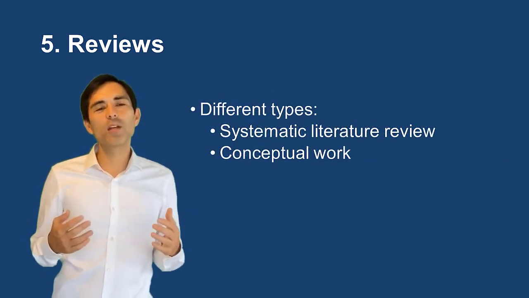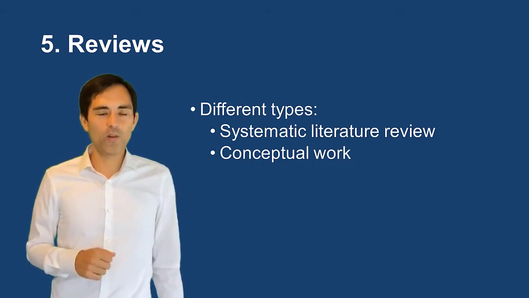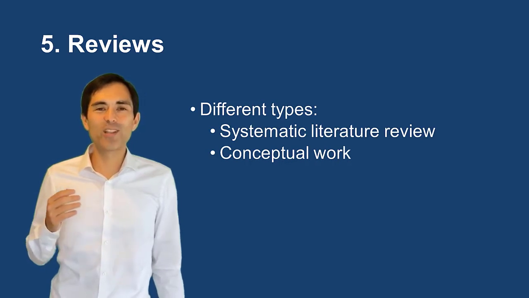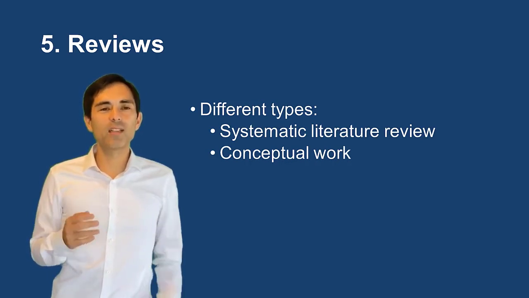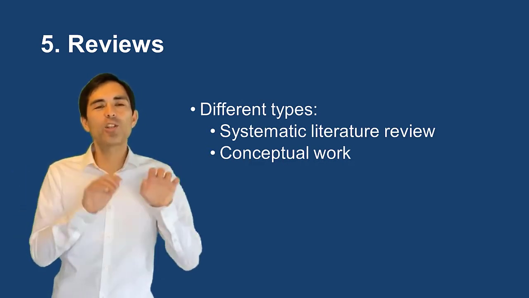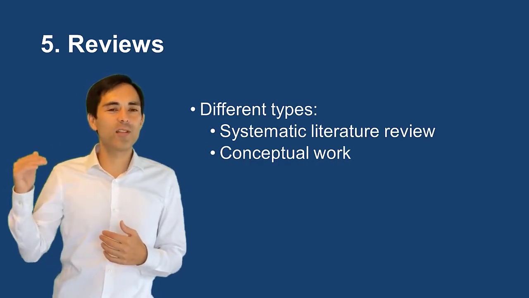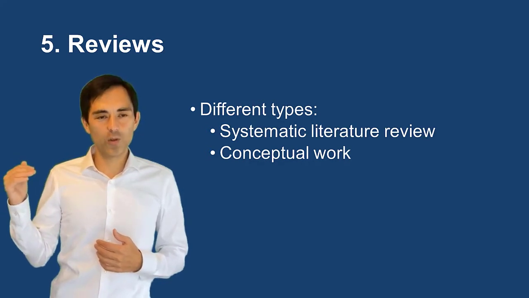Among the reviews, we can distinguish essentially between two different types. The first one would be a systematic literature review. As the word says, it's very systematic. That means we would probably write in our review which kind of keywords we would type in, which databases we look at, also providing lots of numbers and frequencies and so forth. That is a typical systematic literature review.